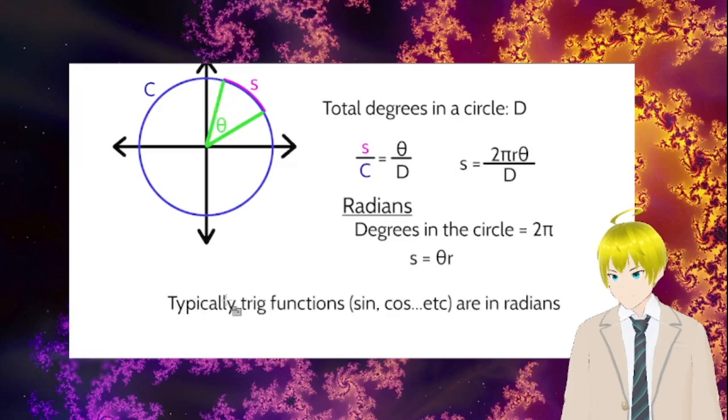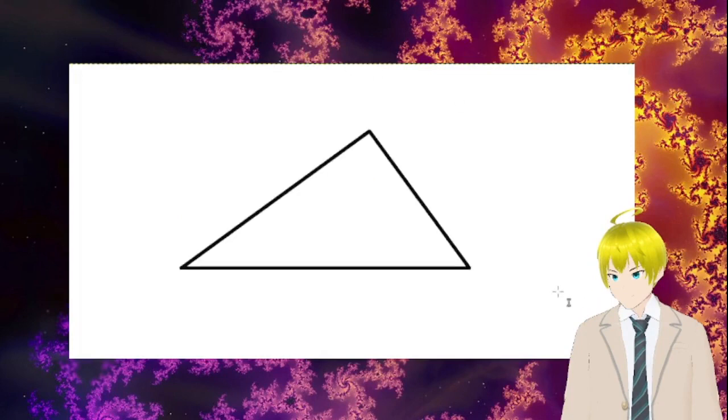So typically most trig functions, sine, cosine, tangent, are in radians. The most convenient measuring system to use with regard to circles is radians. Now that we know a little something about radians, let's put our knowledge to the test. Try and find the sum of the internal angles of a triangle in terms of radians. How will you approach this problem? How will you figure it out? Pause the video if you want to work it out yourself.